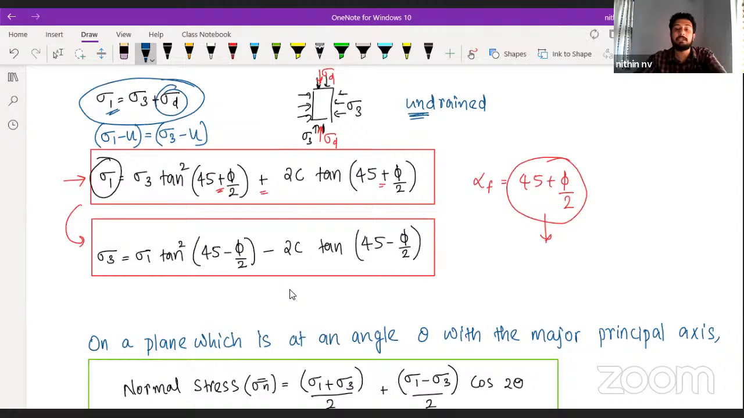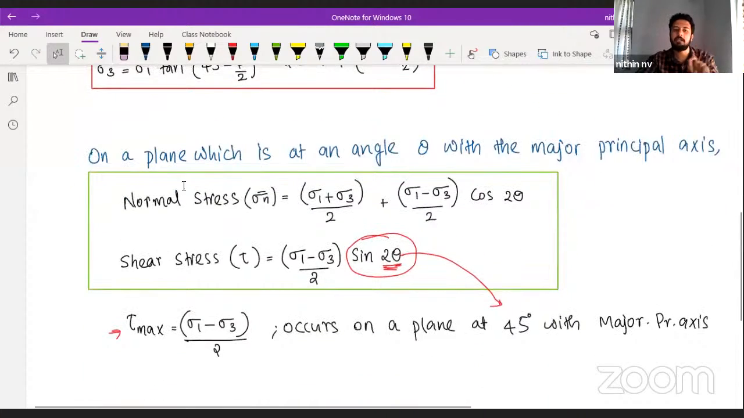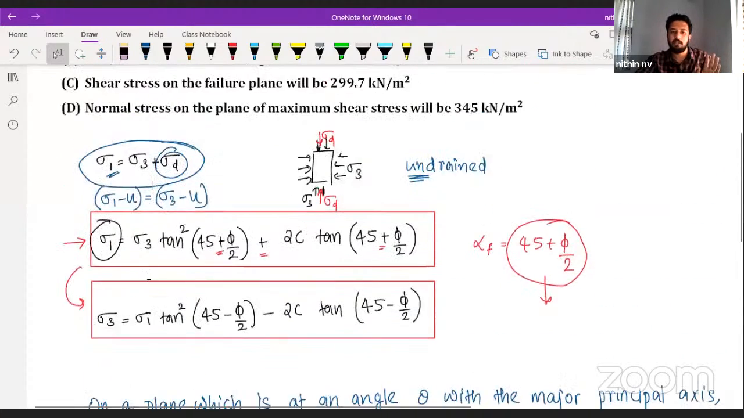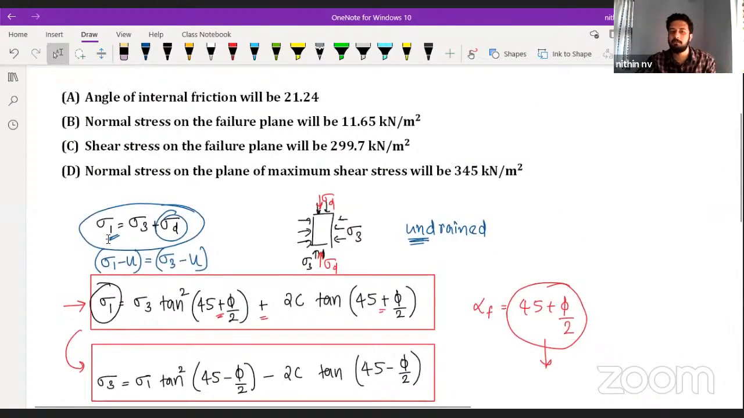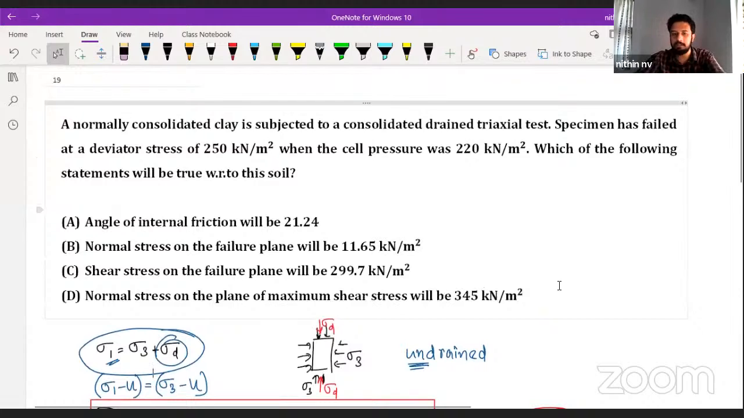Clear? If it is a consolidated drained test, then pore water pressure is not there. If it is an undrained test, u also will come, so you can substitute u there and after solving you will get u. Very simple. So study this first equation and these two equations enough, and just remember sigma 1 is equal to sigma 3 plus sigma d. You can solve a lot of questions based on the triaxial test. A lot of questions are there in previous years. So can you solve it fast?